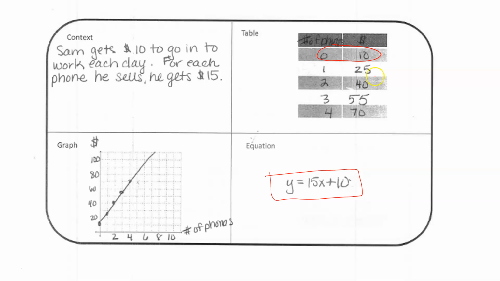So 1, he's at 25. 2, he's at 40. 3, he's at 55. If he sells 4 phones, he's at $70. Your X is the number of phones. I went over by ones. Your Y is the money he makes each day. And I went up by 10. And that's what your graph should look like.